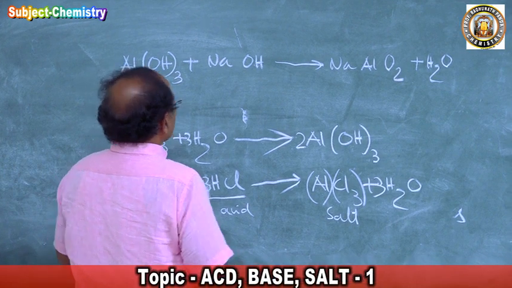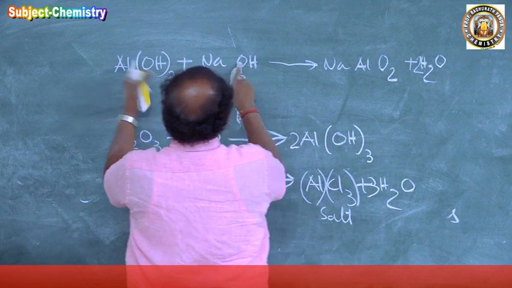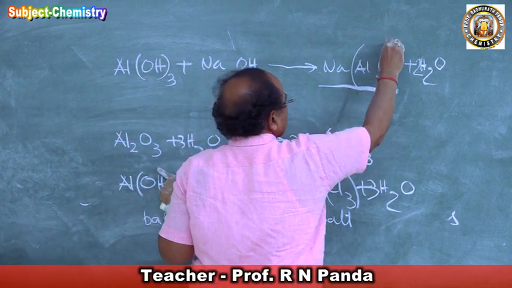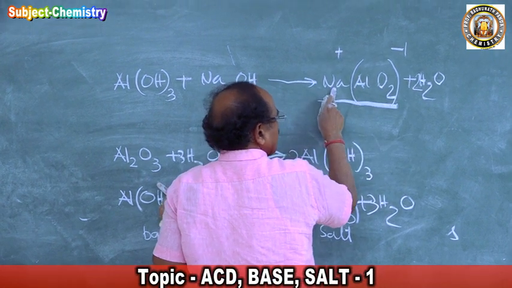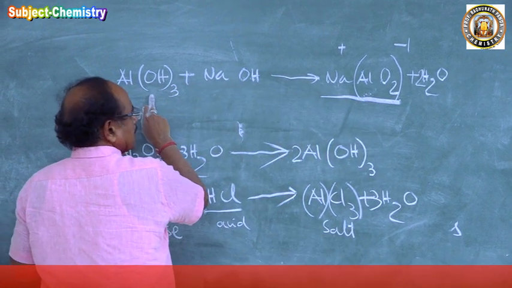So 2 water, how many? 4 hydrogen. So 2 water remains. So 4 hydrogen, 4 hydrogen, balanced. So this is a salt. So this is a -1 and this is +1. This is a basic radical, this is an acidic radical. This comes from where? This comes from here.